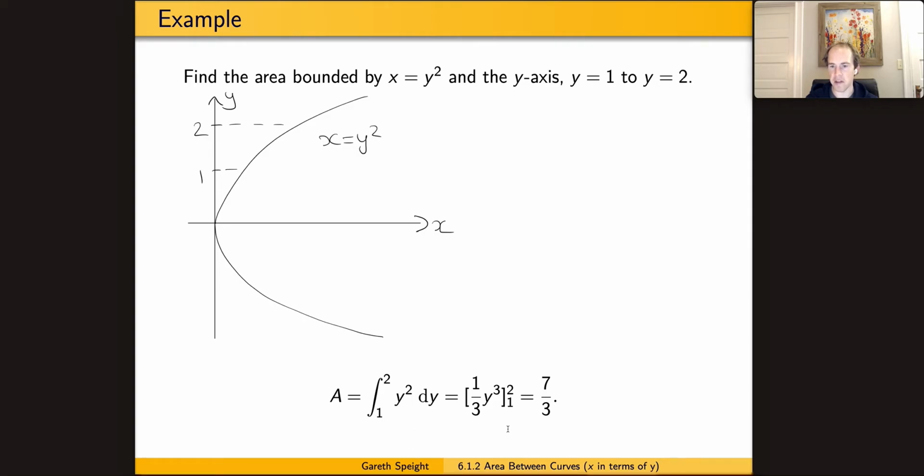We plug in our endpoints 2 and 1, we subtract, we get 7 over 3. So this is a pretty standard example. How about the area between two curves?